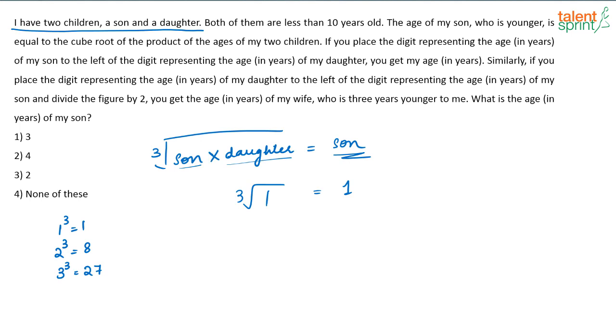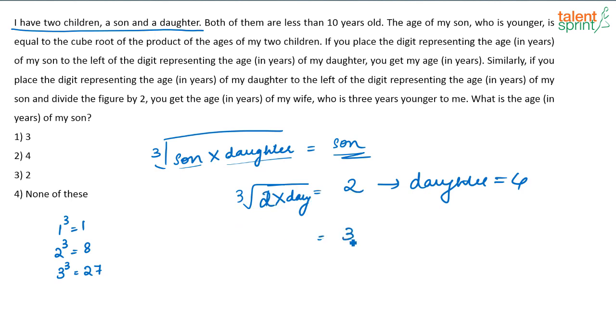Next possibility can be the age of the son is 2 years. If the age of the son is 2 years, then what happens? Cube root of 2 into daughter, or what will be daughter? Daughter here has to be 4 years old, right? Then only cube root of 8, you will get it as 2. So this is one possibility. Now try the next one.